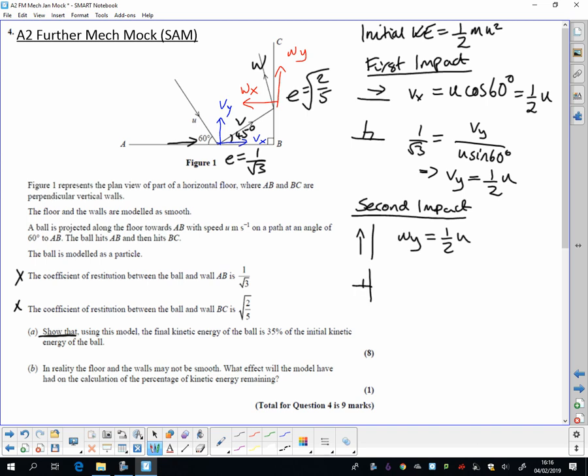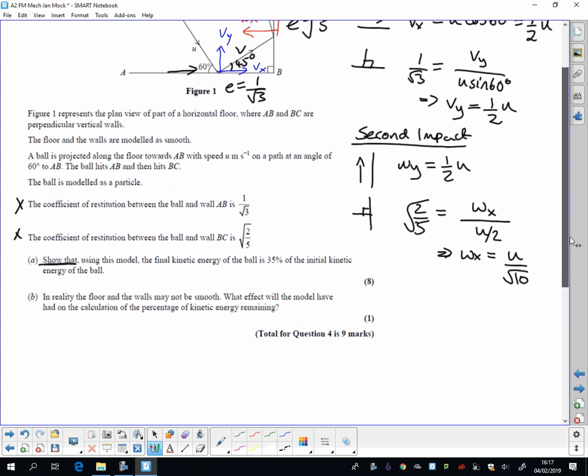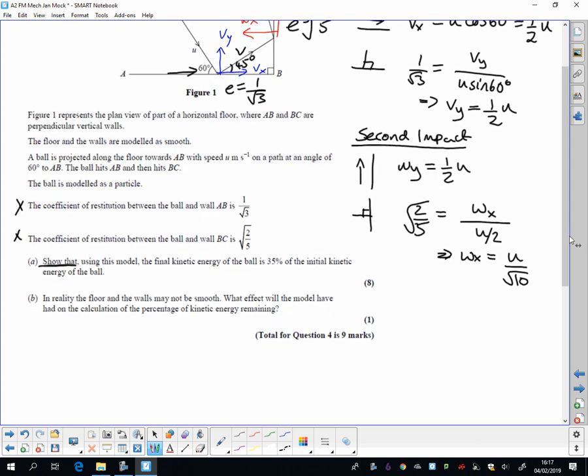I'm now going to look perpendicular to the wall, so our coefficient of restitution is the square root of 2 over 5. In that direction I've called my speed Wx, and again speed of approach was u over 2. So we can rearrange that to get that Wx is u over the square root of 10. Now I know my two components of my speed after both impacts, which means I can combine these to find out the magnitude of velocity, or the speed, in this direction.